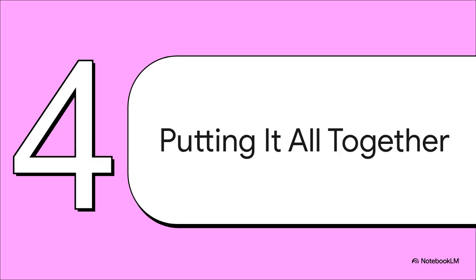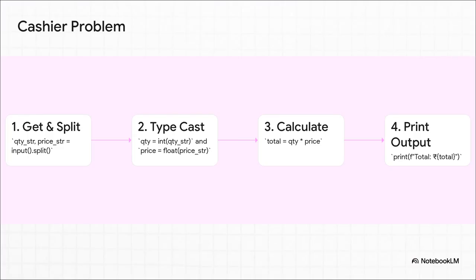Okay, we've got all the pieces of the puzzle. We know how the program talks, we know how it listens, and we know how to translate what it hears. So let's put it all together and solve a real-world problem. So here's our scenario. A cashier needs to quickly calculate a total bill. Step 1, we get the two values on one line and we use .split to break them apart.